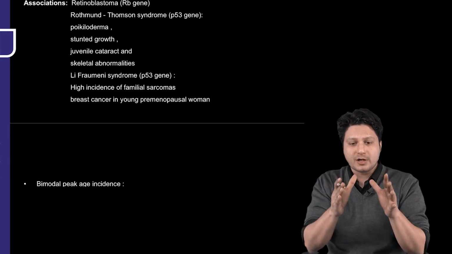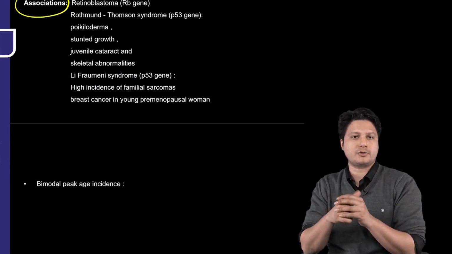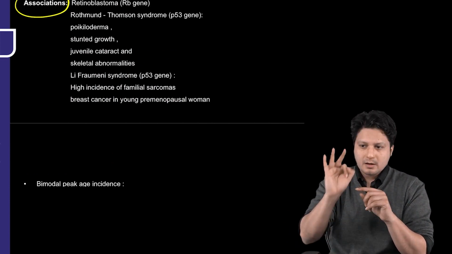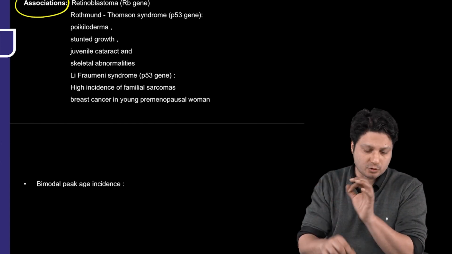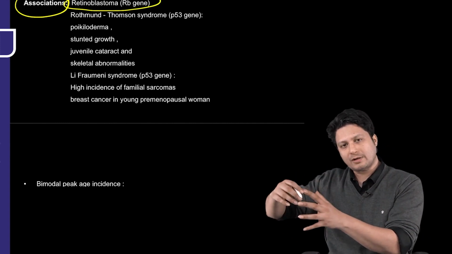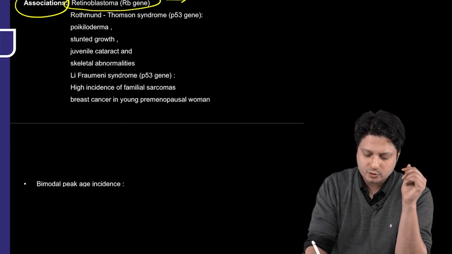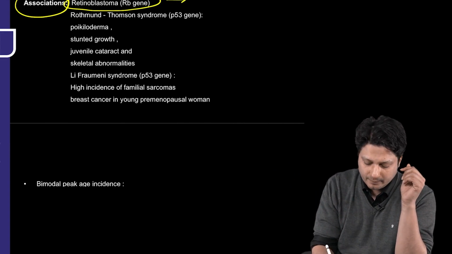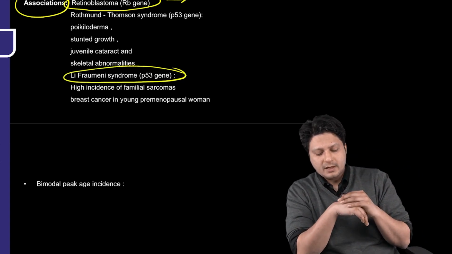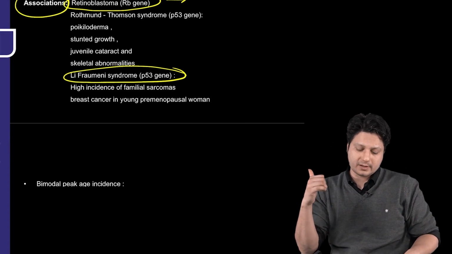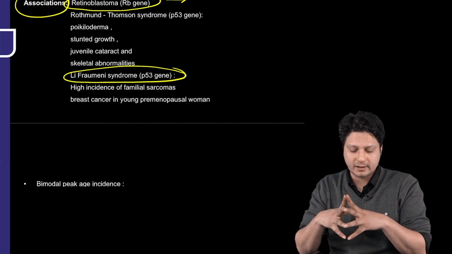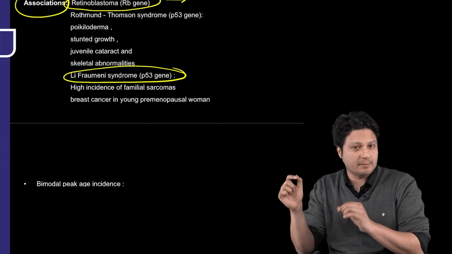Now, as far as associations are concerned, every time you see a question related to osteosarcoma, they will ask you about the association. You have to remember these three associations related to osteosarcoma. The first one is retinoblastoma. If a child is presenting with retinoblastoma, then the possibility of a secondary osteosarcomatous lesion will always be there. Second is Li-Fraumeni syndrome. All of you know what Li-Fraumeni syndrome is, where there is a higher incidence of familial breast cancer, particularly in a young female, with familial sarcoma. It happens because of p53 gene mutations.